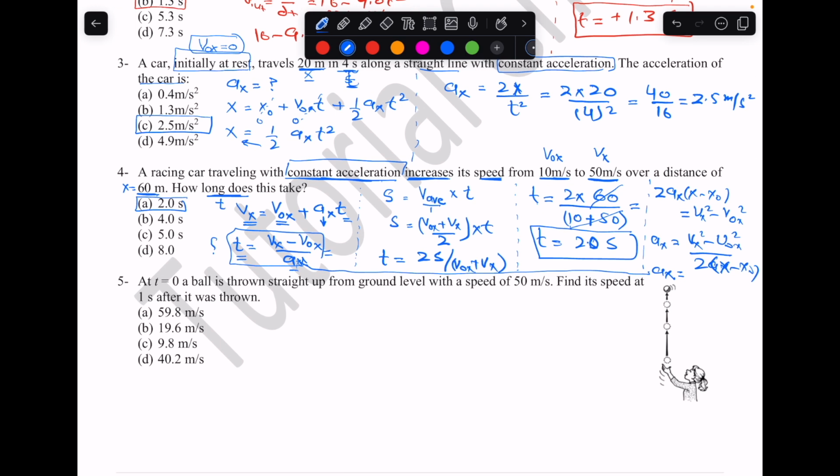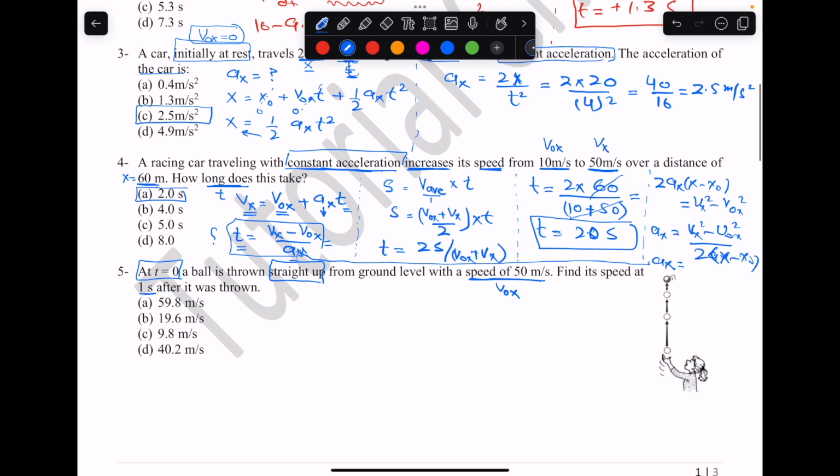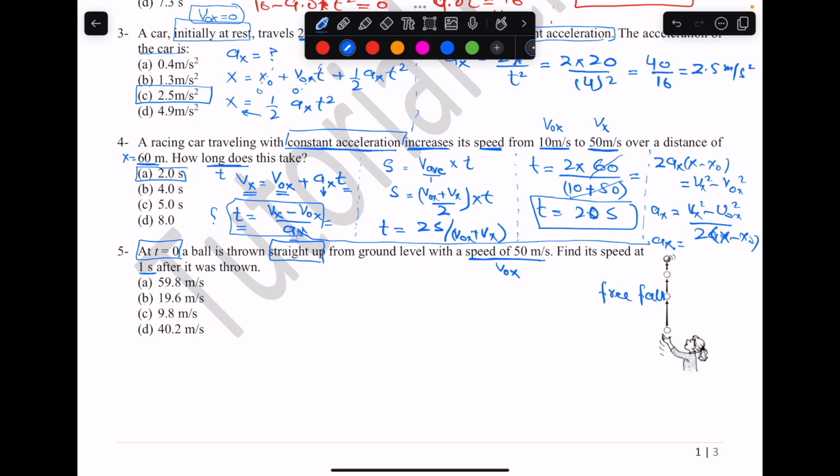Now question number 5. At time t equals 0, a ball is thrown straight up from the ground level with the speed 50 meters per second. Find its speed after 1 second. If we wanted to find speed, this speed is v naught of x. It's given to you, and the object is thrown upward. It means this motion is free fall, so we're going to use the free fall equation of motion.